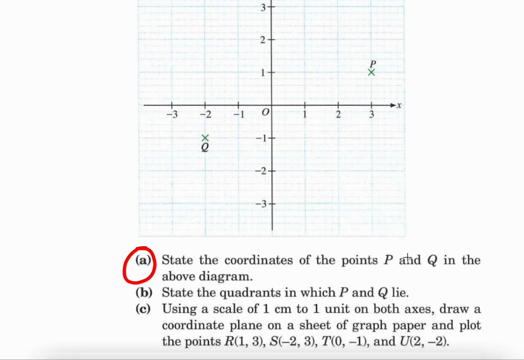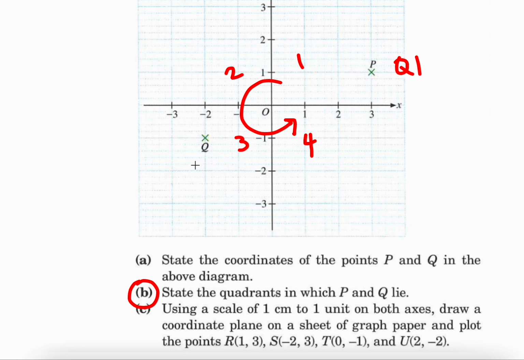All right, let's try A. A says to state the coordinates of P and Q. Okay, P, we can write it up here. We had to start at the origin, walk over to 3. That's our first number, and then fly up to 1. 3, 1. For Q, same thing, start at the origin, walk over to -2, first number, then fly down to -1. -2, -1 is our answer there. Okay, B, state the quadrants that P and Q lie in. Remember, it's in the C shape, 1, 2, 3, 4. So P is in quadrant 1 and Q is in quadrant 3.